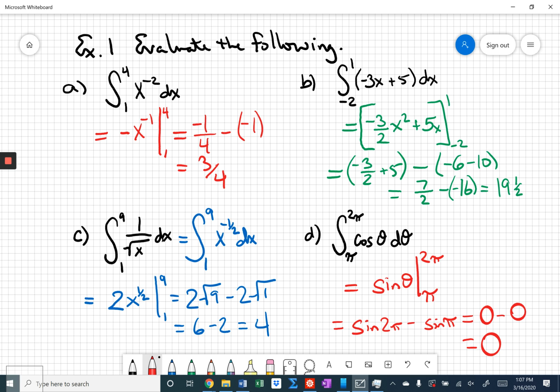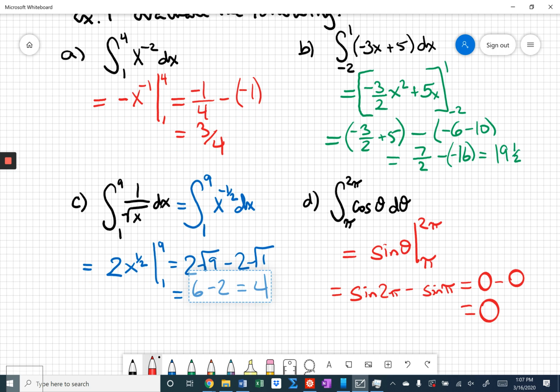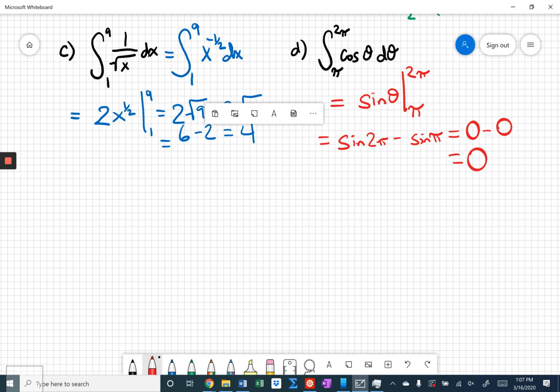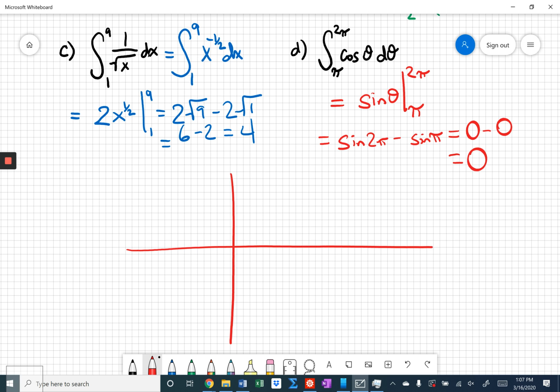Maybe an illustration of why that comes out to be 0 might be useful right here. Let me see if I can do a halfway decent graph of the cosine function real quick. So the cosine function looks like this. Cosine equals 0 at pi over 2 and 3 pi over 2, which are these two values here. I just drew one cycle. That's at 2 pi. That's at 0. Pi is right here in the middle, like this.